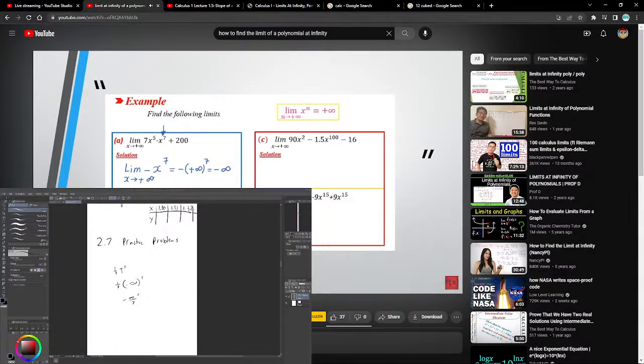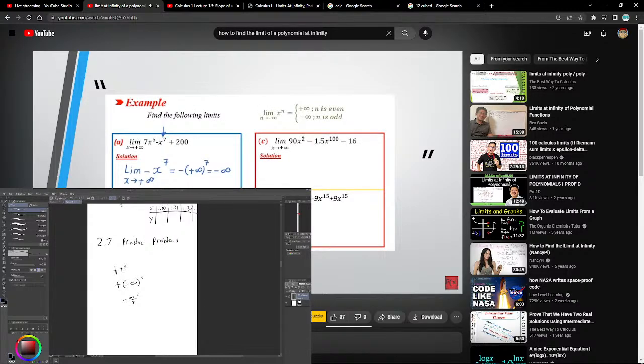Now for the second easy one in part B, this is our limit of negative 5x to the power 8 plus 56x minus 31 when x goes to negative infinity. So you have to take the term with the highest power and cut the other terms. So we have this term as the highest term. So we have limit, positive infinity if n is even, negative infinity if n is odd.